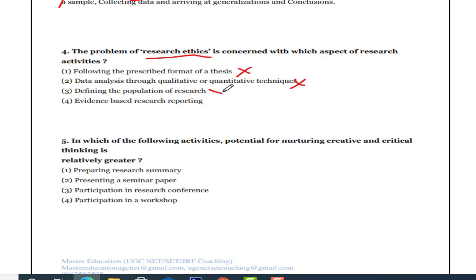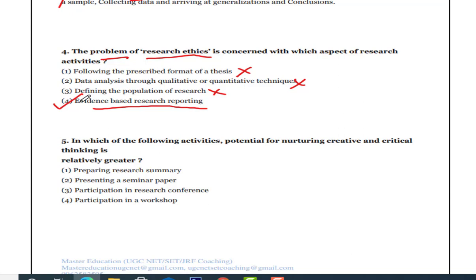Defining the population of research. So that also no. So evidence-based research reporting. So wherever you are giving your research report, you have to provide the evidence. So this will become the problem of research ethics. There is a difficulty in reporting. At the time of reporting only all the issues will come, right? So the problem of research ethics is concerned with which aspect of research activity? Option 4, evidence-based research reporting.